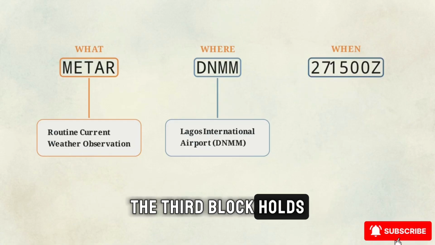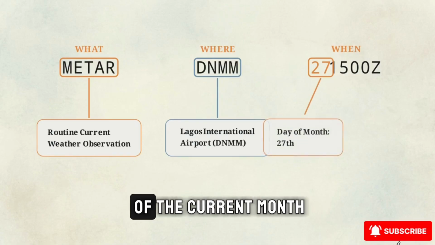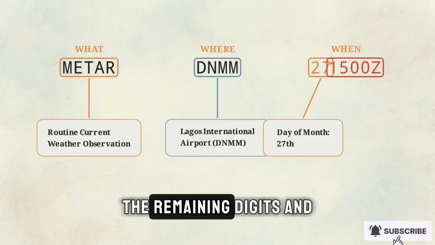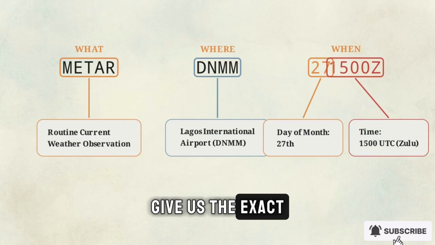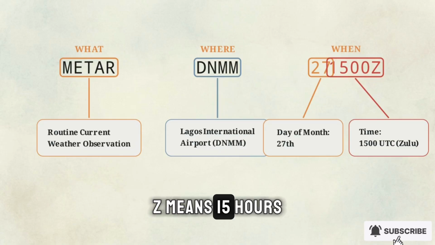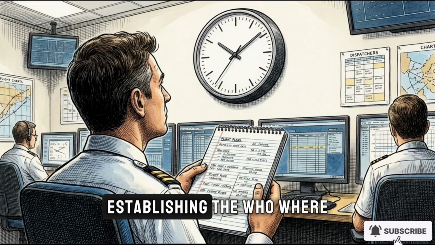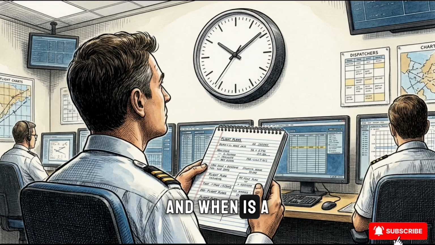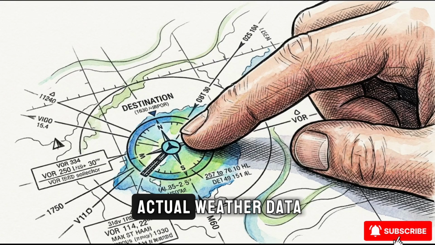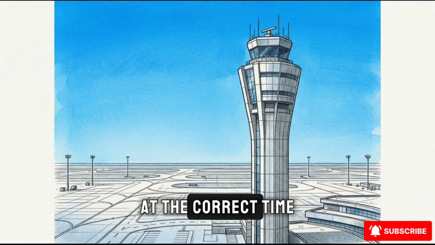The third block holds our timestamp. The first 2 digits, 27, represent the day of the current month, so this observation was taken on the 27th. The remaining digits and the letter Z give us the exact time of the observation. In aviation, 1500Z means 1500 hours in Universally Coordinated Zulu, or UTC, time. Establishing the who, where, and when is a mandatory prerequisite. Before a pilot can trust or apply any of the actual weather data that follows, they must verify they are looking at the correct airport at the correct time.